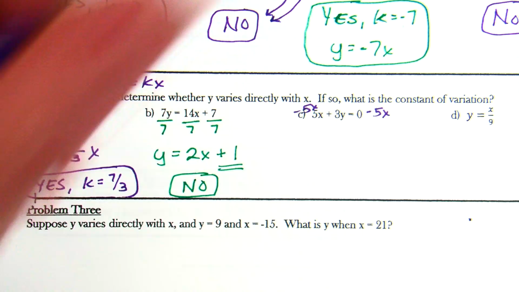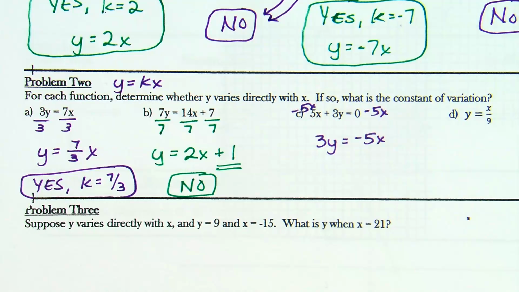Leave me with 3y. What is 0 minus 5x? Even simpler, what's 0 minus 5? Negative 5. So we can really just say negative 5x. Now, if that was any other number, we'd have to leave the number there it was, wouldn't we? But since it's a 0, we can leave it as is.